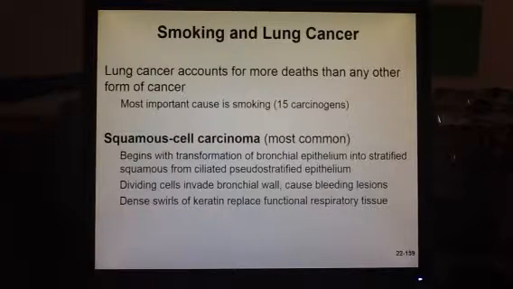The most common type of lung cancer is called squamous cell carcinoma. It begins in the bronchial epithelium, and that epithelium transforms from the normal ciliated pseudostratified that you would expect to see in a healthy person into stratified squamous. The dividing cancer cells invade the bronchial wall, cause bleeding lesions, and the keratin is what's replacing the functional respiratory tissue. Think all the way back to different types of epithelial tissue. The stratified squamous is what we see in our outer layer of skin. That is full of keratin and hard, and that is not what we want lining our respiratory tract.